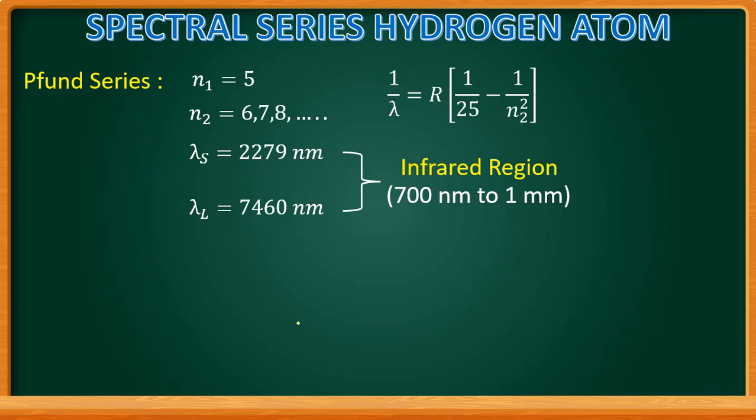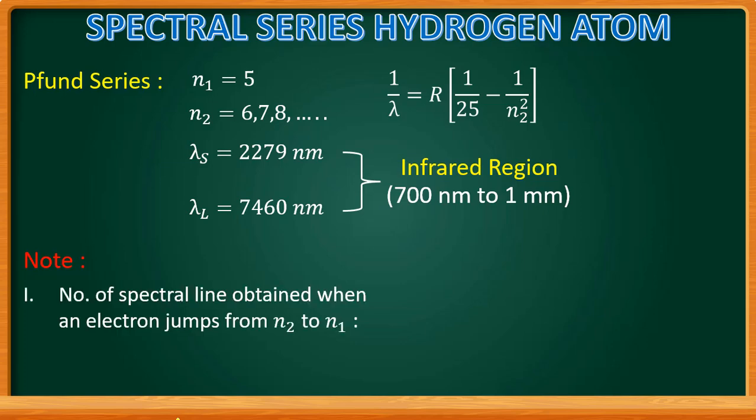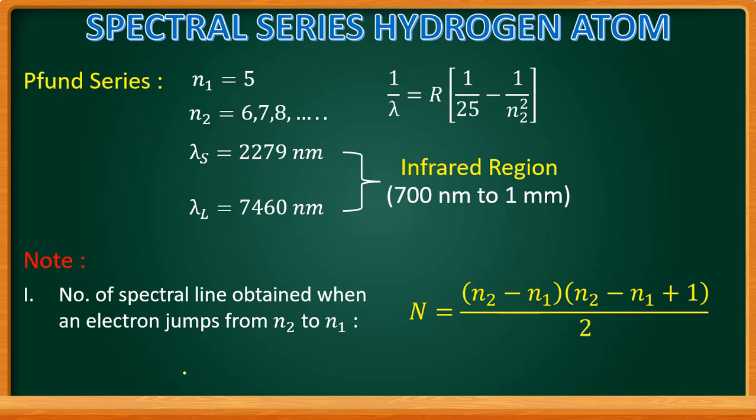Actually, these are the spectral series we have in the hydrogen atom. Then remember this note point: the number of spectral lines obtained when an electron jumps from n2 to n1. n2 is our higher energy level, n1 is our lower energy level. So how many spectral lines are obtained? The formula for that is: capital N, the number of spectral lines obtained, is equal to (n2 minus n1) into (n2 minus n1 plus 1) by 2. In place of n2 minus n1 you can write delta n also, the change in n.